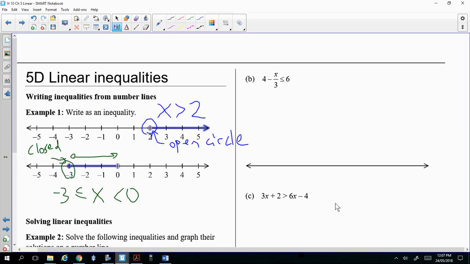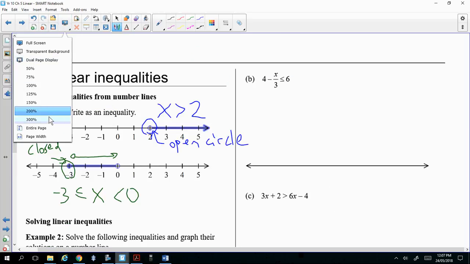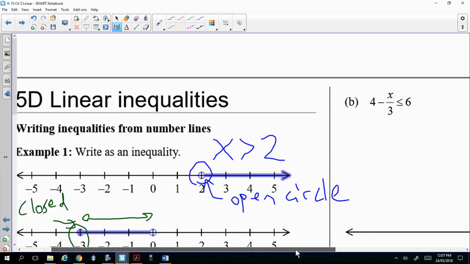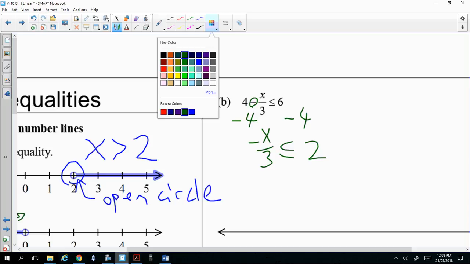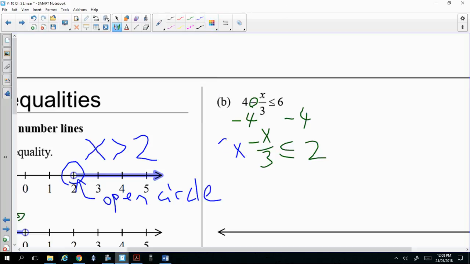The next example says 4 minus x over 3 less than 6. So what you do is you subtract both sides by 4 first. When you subtract by 4, you still have a negative. So write negative x over 3 less than or equal to 2. And then you're going to times 3 to get rid of the 3. You get negative x less than or equal to 6.